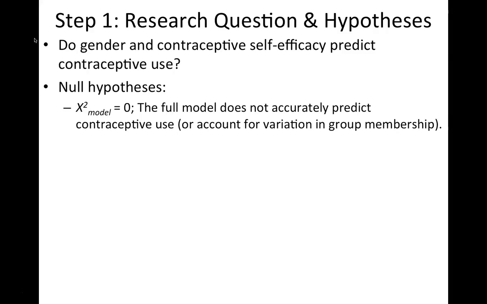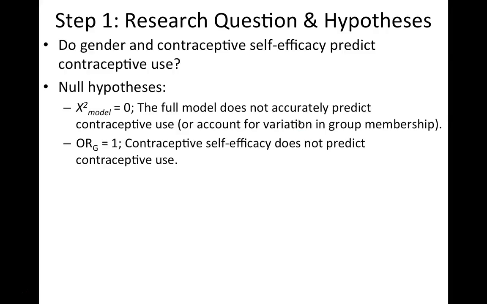So for our null hypotheses, we can talk about a model hypothesis. The model is evaluated in logistic regression via a chi-square. And we'll talk about the chi-square in the next section of this module, but this is what this statistic looks like. And so we're going to say that our full model chi-square does not accurately predict contraceptive use or account for variation in group membership. We can say this a few different ways.